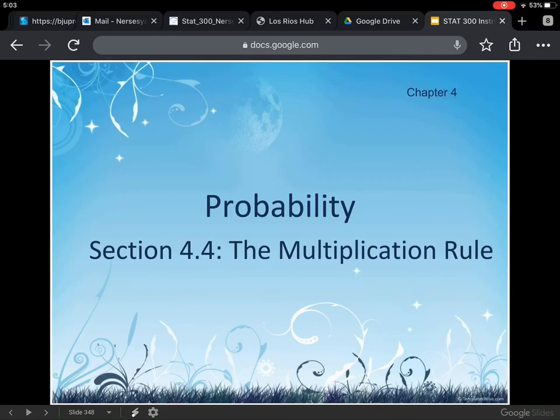I hope that helped you understand a little bit more about the OR statement. Again, OR is associated with the addition rule. Let's take a look at the multiplication rule in the next section.